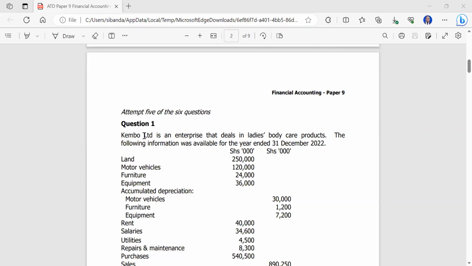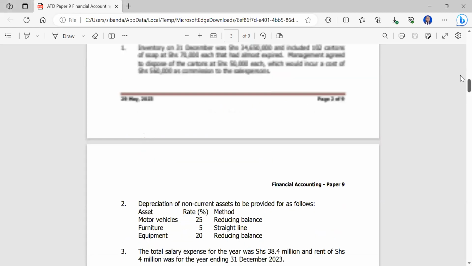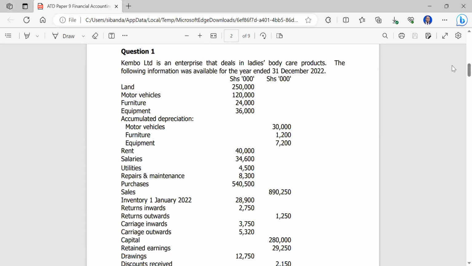Okay, so this is to do with preparation of financial statements, which is the profit and loss, and then the financial position. What you need to know here is that when it comes to such numbers, you need to ensure that you first understand what is the nature of business, because different enterprises actually have different ways of how they prepare their financial statements.